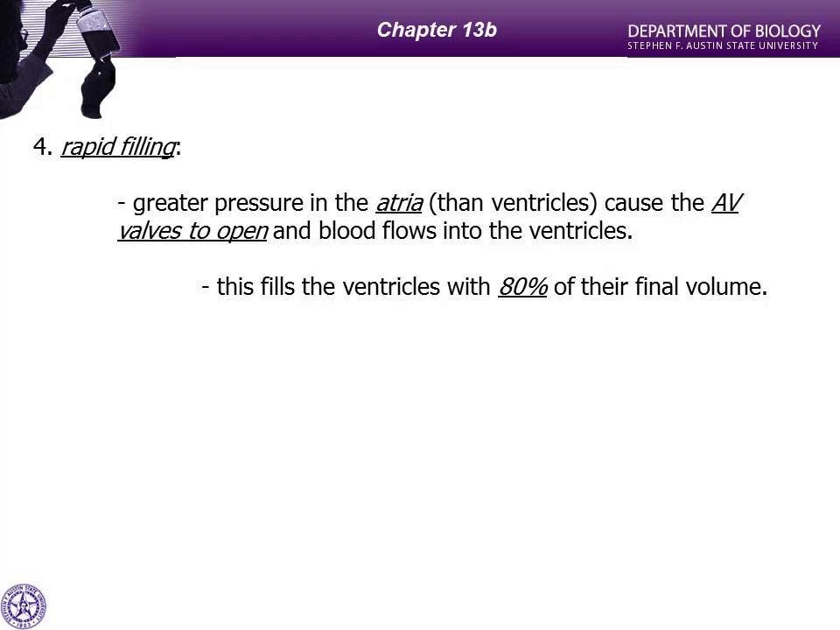And that vacuum that occurs in the ventricle is going to suck the blood down past the cusp. The cusps just move out of the way. The blood falls like falling through a trapdoor, and that's going to rapidly fill the ventricles, but only 80% full. 20% of that volume is still in the atria.